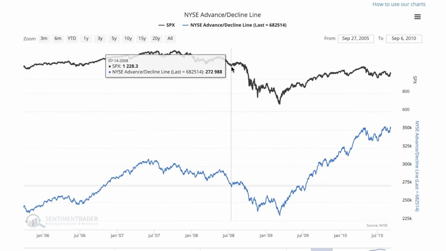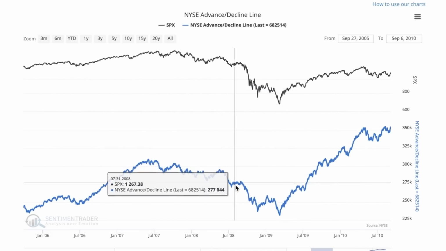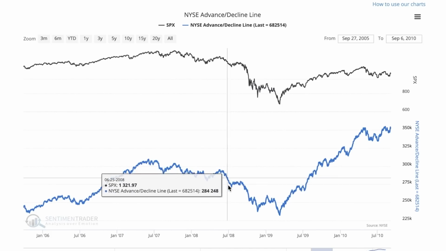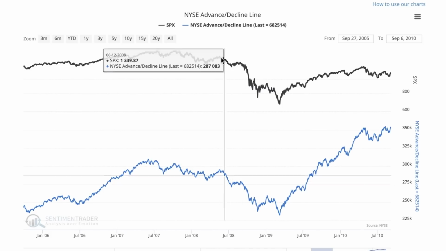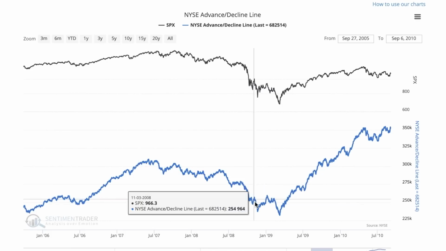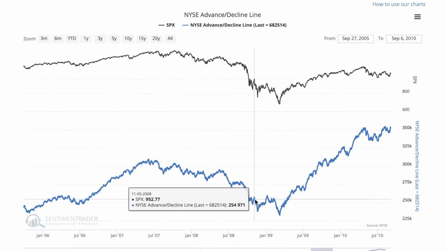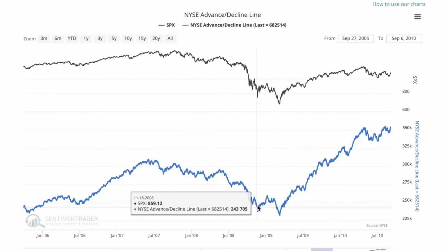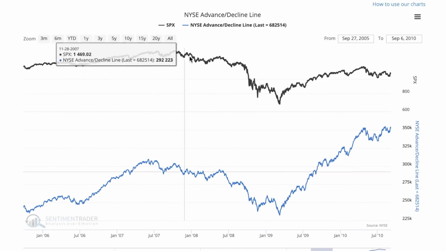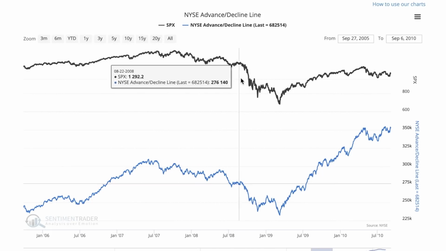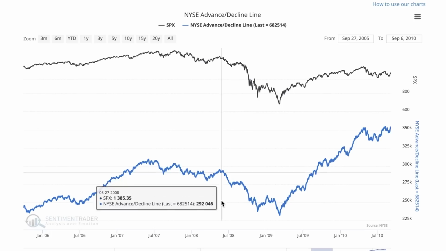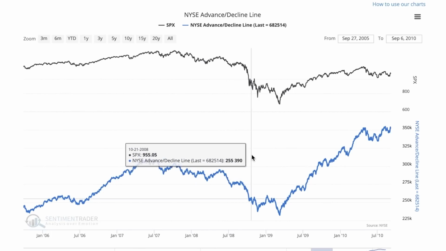Then again here in this brief rally, the advanced decline line was pretty much flat throughout that entire period. So again, confirming the lower high that's being made on the market. Again, here in November of 2008, the advanced decline line confirming the lower high, telling you there's more weakness ahead. So almost throughout the entire bear market in 2008, you never had the advanced decline line showing strength.